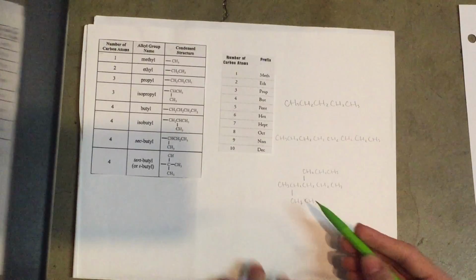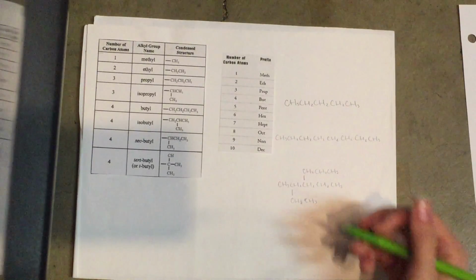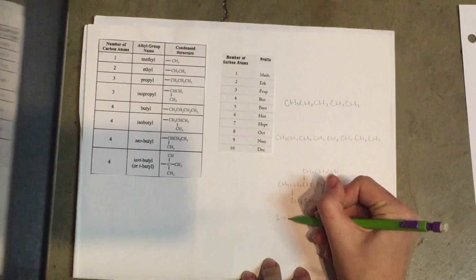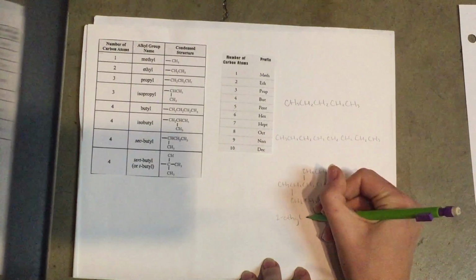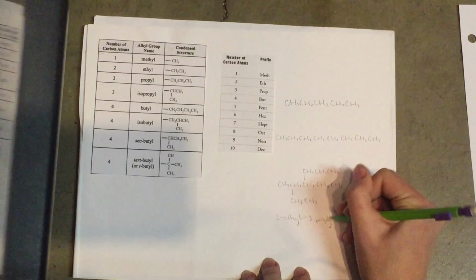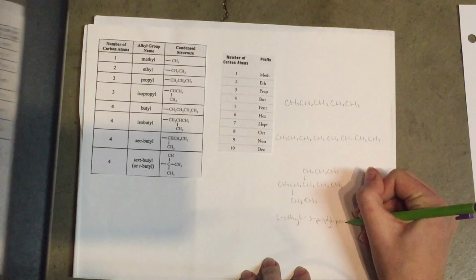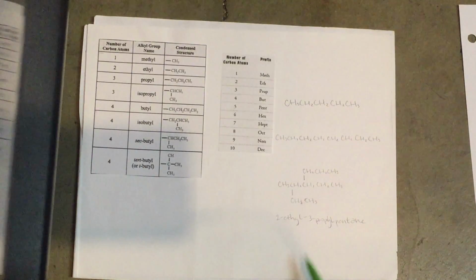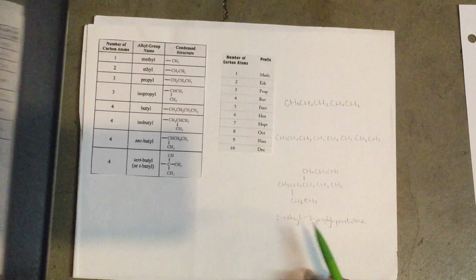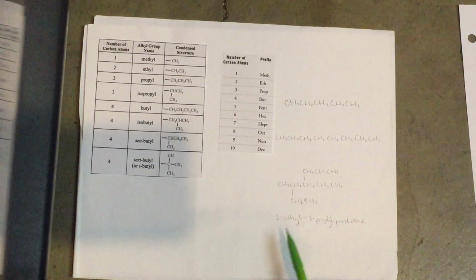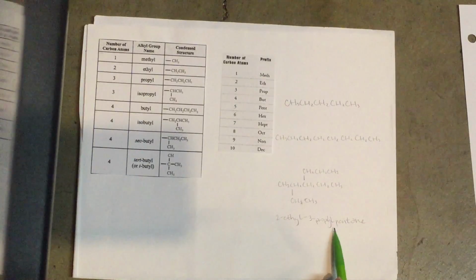So we would call this 2-ethyl 3-propyl pentane. We wouldn't call this 3-propyl 2-ethyl pentane. We always list them alphabetically. So here we have 2-ethyl 3-propyl pentane.